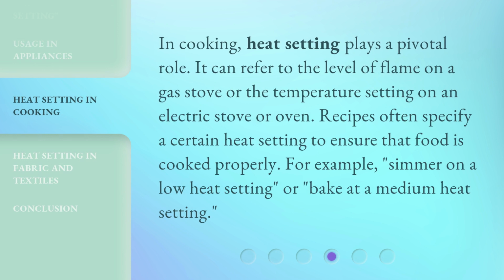In cooking, heat setting plays a pivotal role. It can refer to the level of flame on a gas stove or the temperature setting on an electric stove or oven. Recipes often specify a certain heat setting to ensure that food is cooked properly. For example, simmer on a low heat setting, or bake at a medium heat setting.